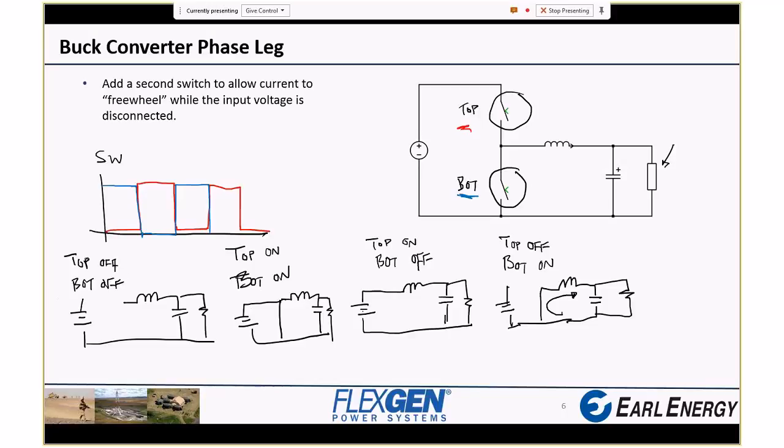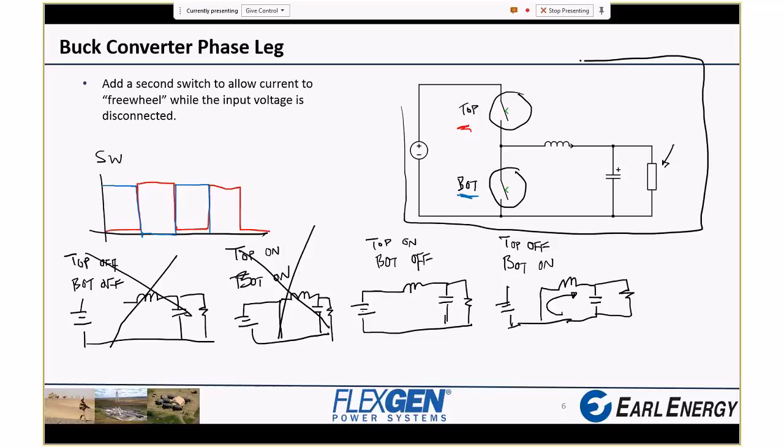So this is not a valid state because of the inductor not being allowed to complete a circuit. This is not a valid state because of the battery, or whatever the input source voltage is, being shorted and driving very large currents. So these are the only two valid states, and that's how I ended up here. Top on, bottom off, and top off, bottom on.